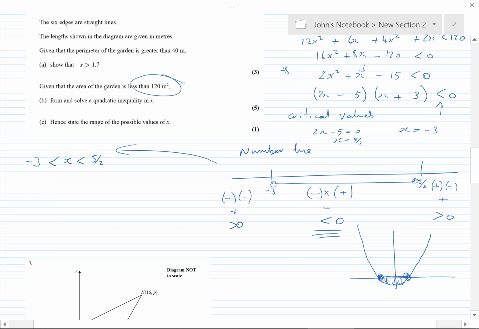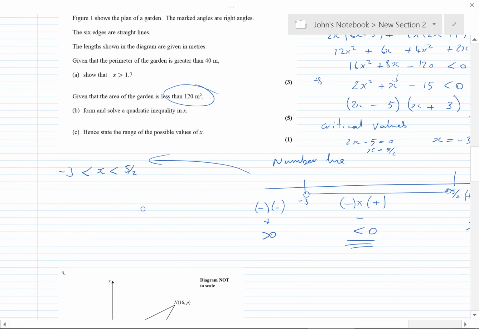So we can see it's got to be between those two numbers there. It's the wrong way around there, isn't it? 5 over 2 there, and minus 3 there. Okay, so whichever method you prefer to get that. And then for part C, it says, hence find a range of possible values of x.